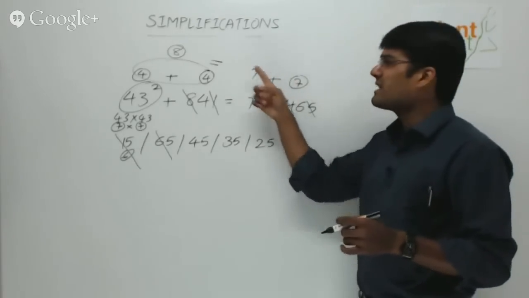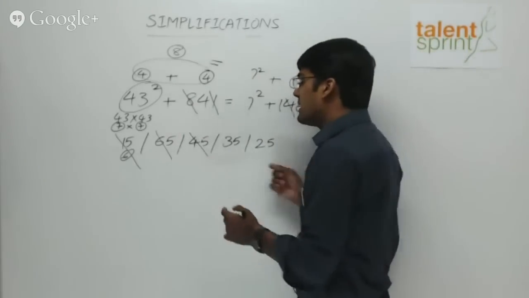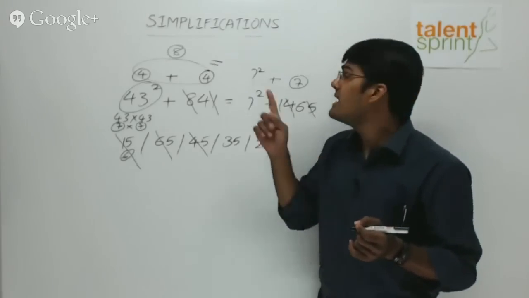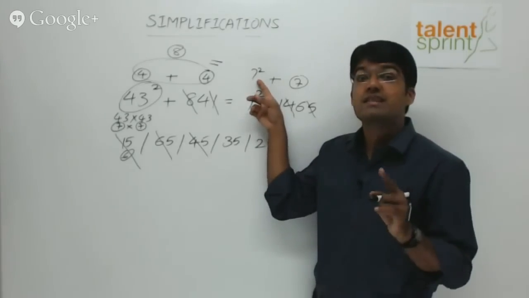So this will be 9. But 9 plus 7 is not that, right? 35. What is the root digit of 35? 3 plus 5 is 8. 8 into 8, 64.